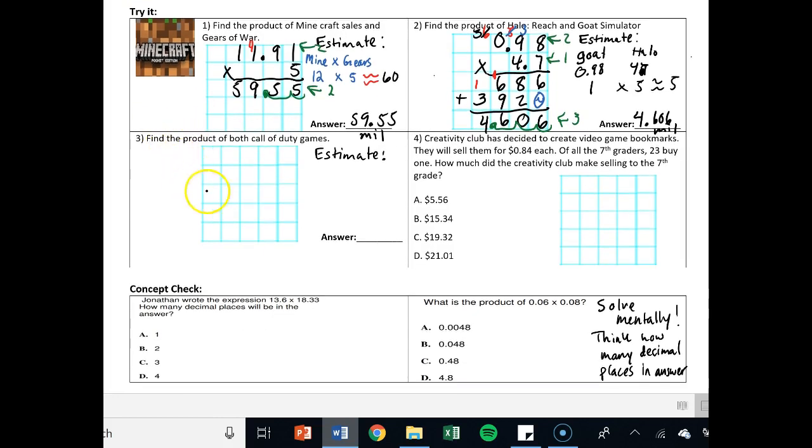All right, you've got 2 problems left here. It says find the product of both Call of Duty games. I'll let you go ahead and do that one. And then as well, number 4, Creativity Club 1. I'll let you do that one as well.